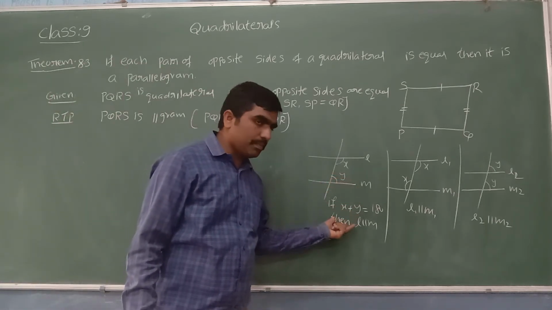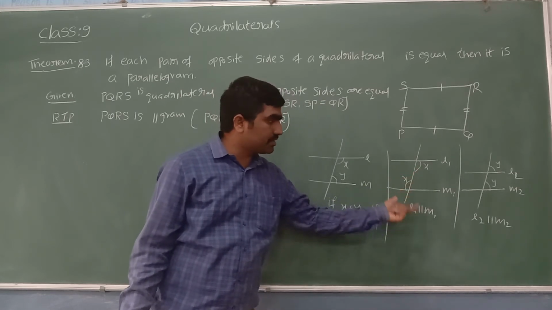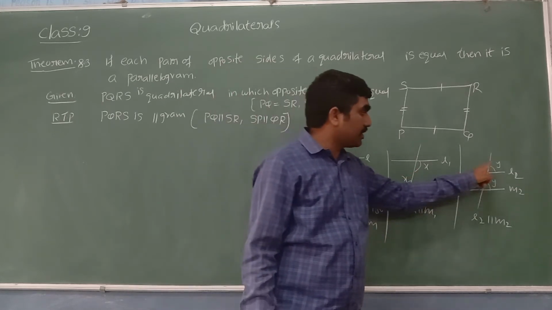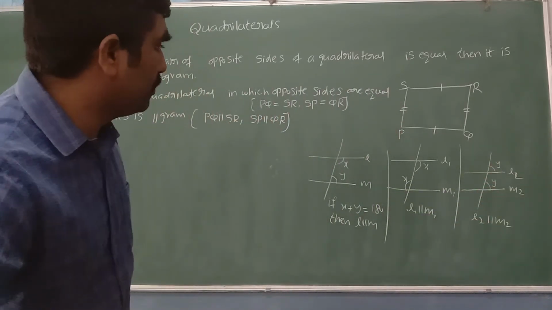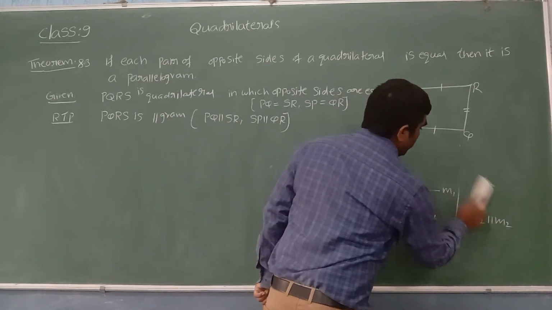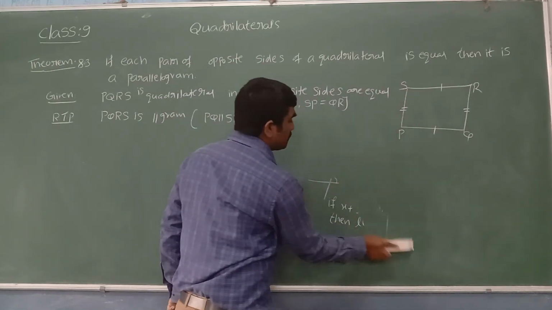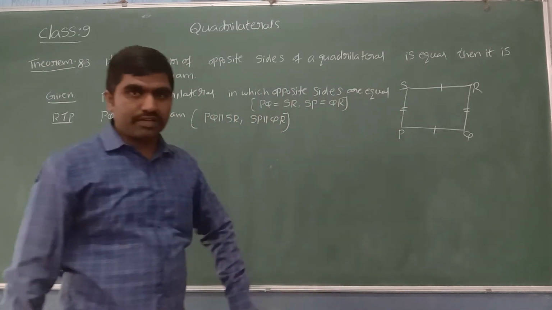If co-interior angles are supplementary, then the lines are parallel. If alternate angles are equal, then we can say lines are parallel. Or if corresponding angles are equal also, we can say that lines are parallel. Now we have to prove parallel. Means we have to show that either alternate angles are equal or corresponding angles are equal. Finally, we have to show that angles are equal.